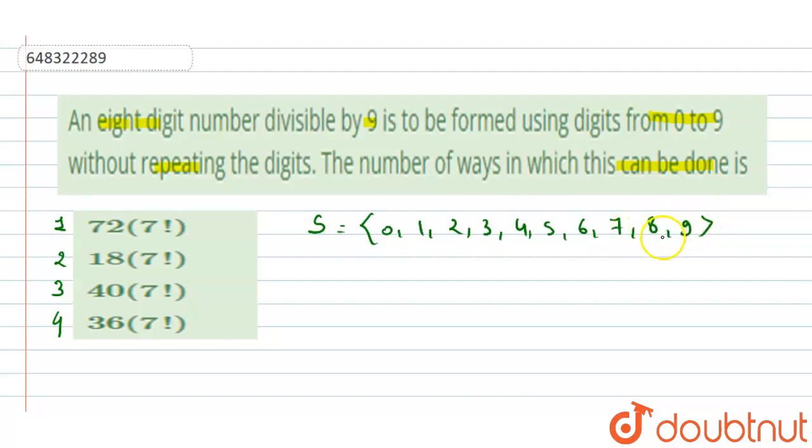So the total number of digits is 10. And we need to find the number divisible by 9. Here, the sum of these numbers, 0 to 9, is 45. This total is 45, which is divisible by 9.